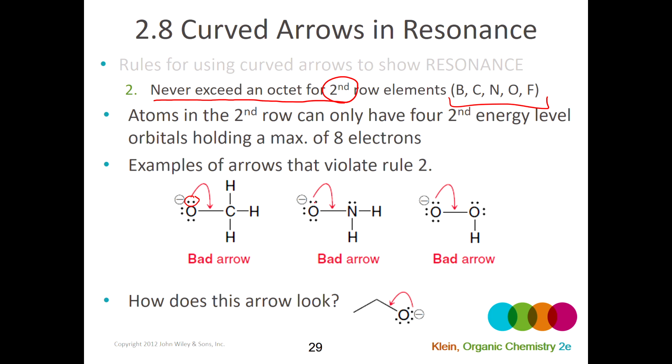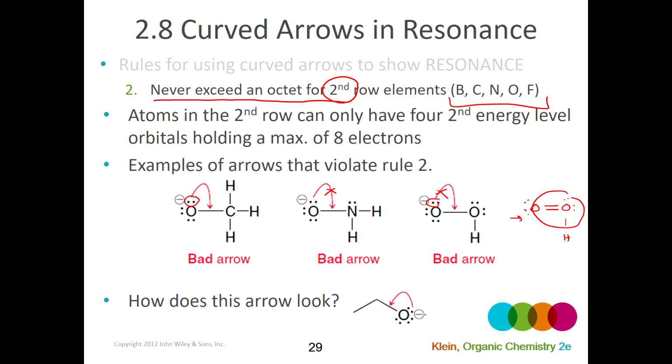So for carbon, for nitrogen, for oxygen, these are all bad because I can't move the electrons in there and make a double bond. What this arrow would normally be communicating is that the lone pair, where it is now, is going to move in here and create a double bond. And that's a bad arrow because obviously when I follow the arrow, I create too many electrons around an oxygen. So how does this one look?